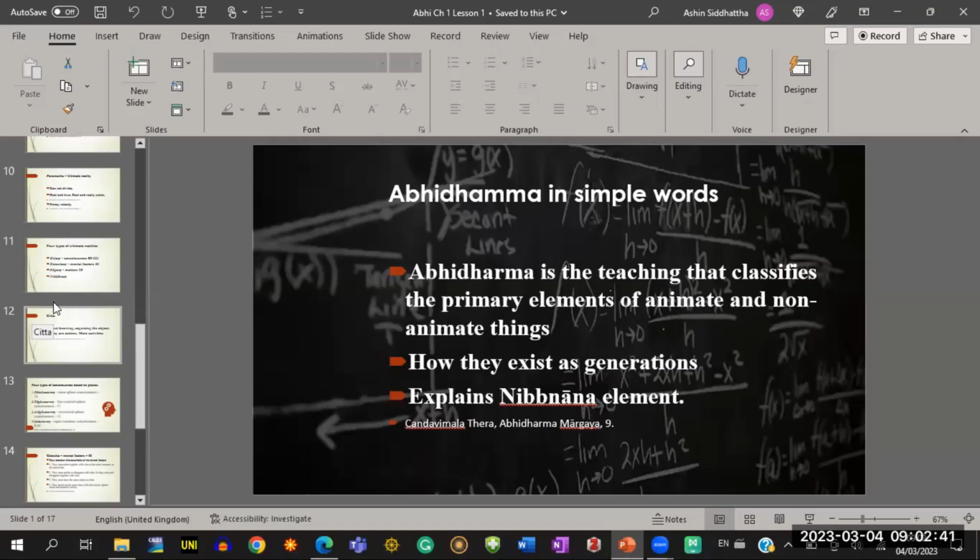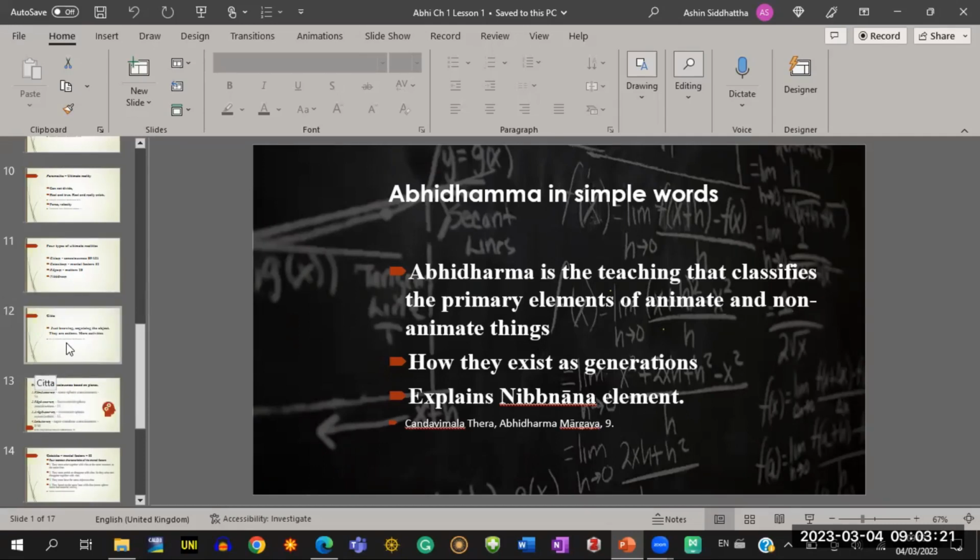Among these ultimate realities, the first one is mind. Mind is classified into 4 sections according to the planes: sense sphere, fine material, immaterial, and supramundane. There are 54 Kamavachara Chittas, 15 Rupavachara Chittas, 12 Arupavachara Chittas, and 8 Lokuttara Chittas, or in the long method, 40 Lokuttara Chittas.